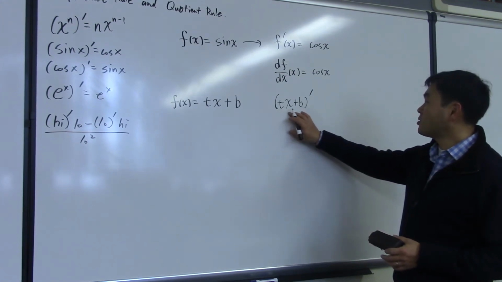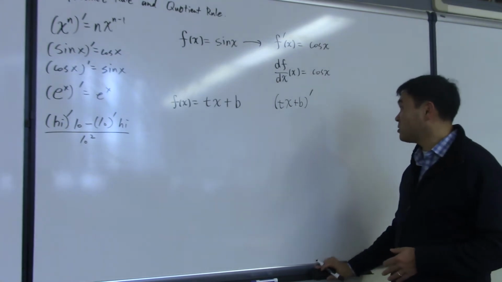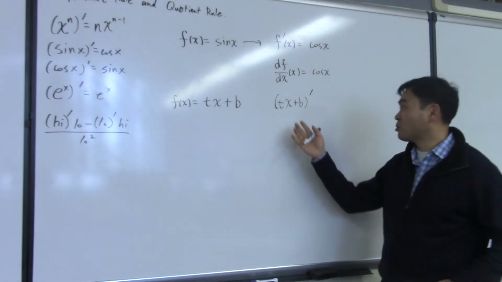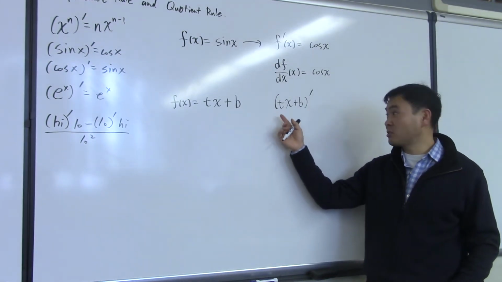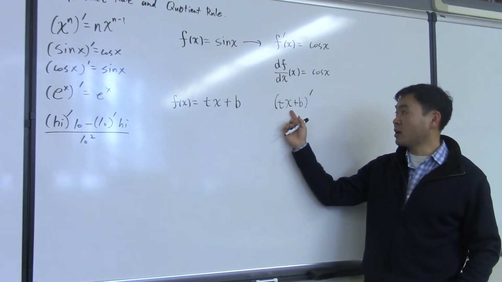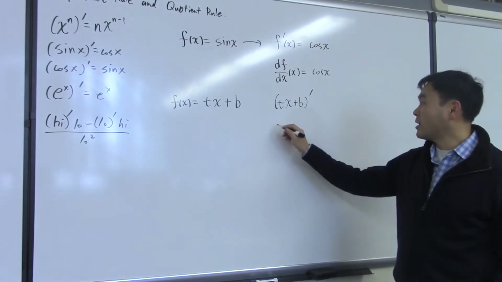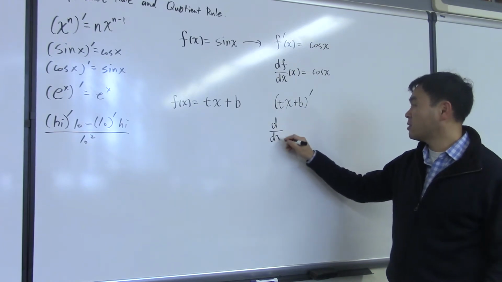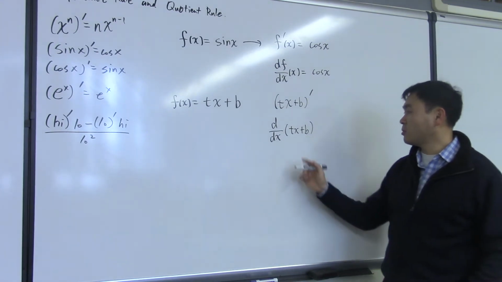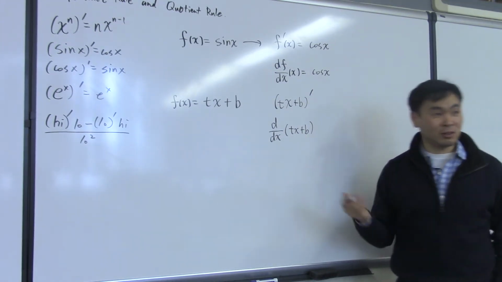But in some rare contexts, t is the variable and x could be a constant. So this symbol, if you just say prime, is kind of ambiguous. Are you trying to differentiate with respect to t, considering x and b as constants? Or with respect to x, considering t and b as constants? But if you write d dx of tx plus b, then it's clear that you're thinking of this as a function of x, and t and b are constants.